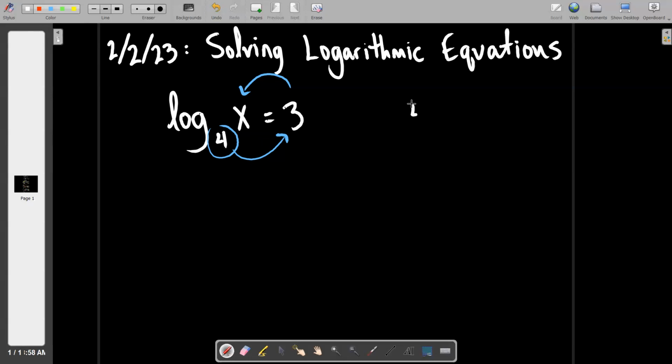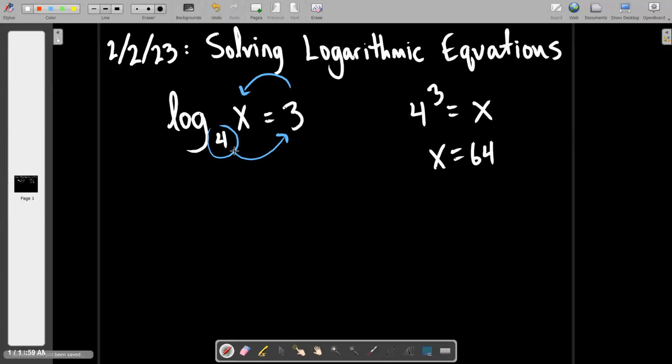I just write 4 to the third equals x. And as you know, solving an equation is the art of getting a variable by itself. And in a situation like this, you're like, are you pranking me or something? X is already by itself. I just got to do some math. What's 4 to the third? Exactly, 64. So with this equation, I don't even have to do anything. I just have to understand how to flip the conversion. And there's absolutely no work I need to do.